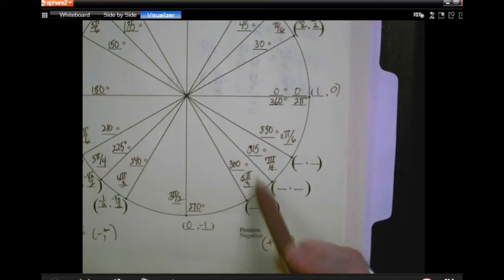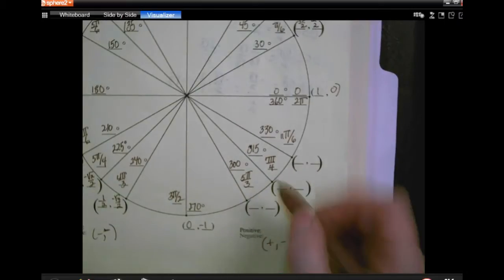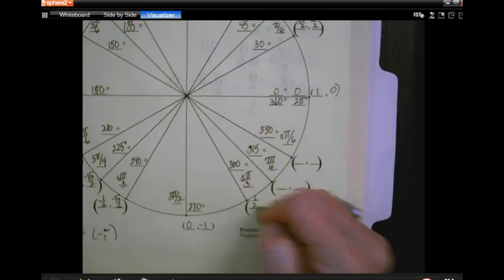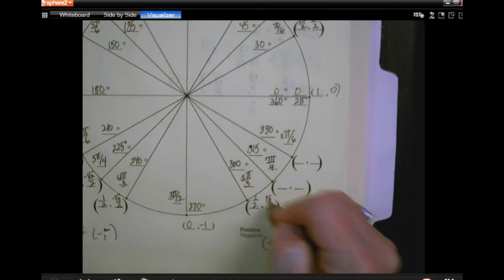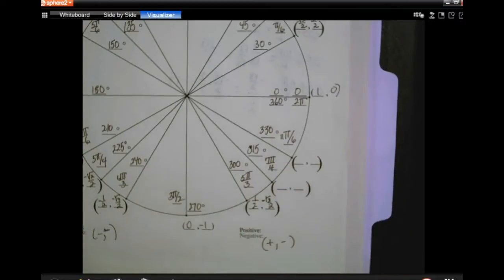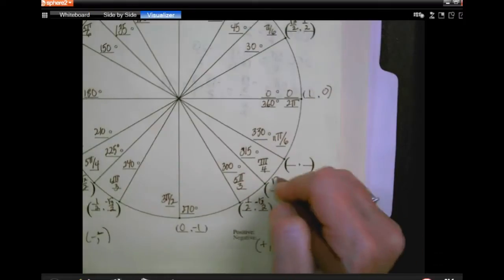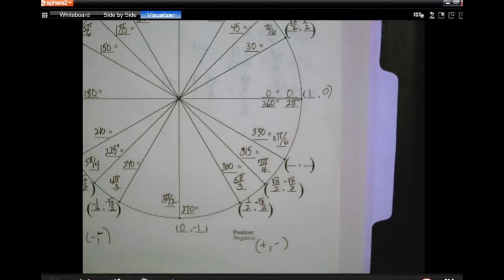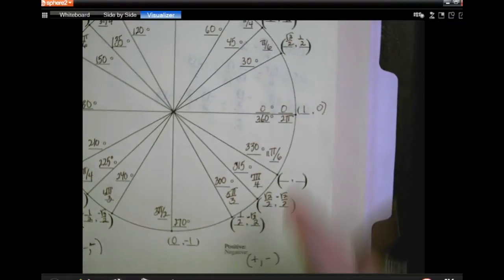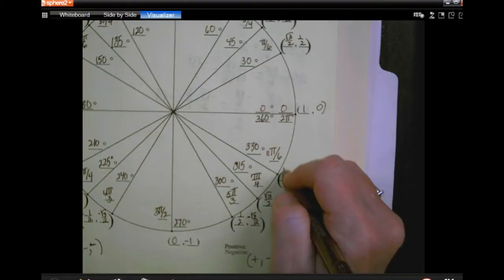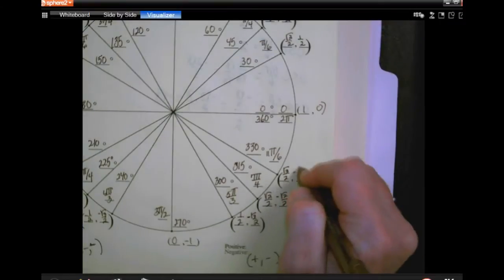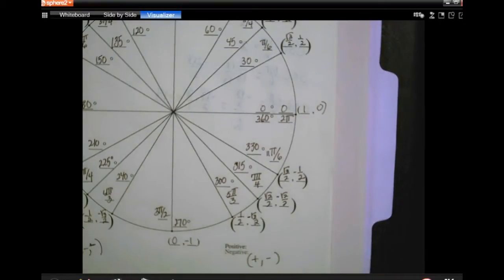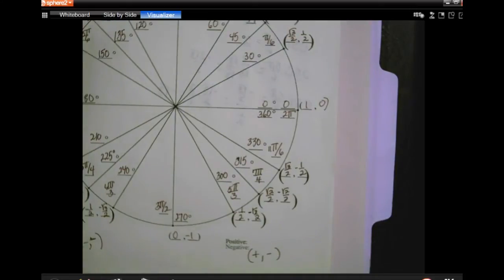Okay, so the reference angle is pi over 3 on this one, so it's a half and square root of 3 over 2, and the y is negative this time. Square root of 2 over 2, and the y is negative. Pi over 6 is the reference angle. It's the square root of 3 over 2 and a negative 1/2. That was not hard.